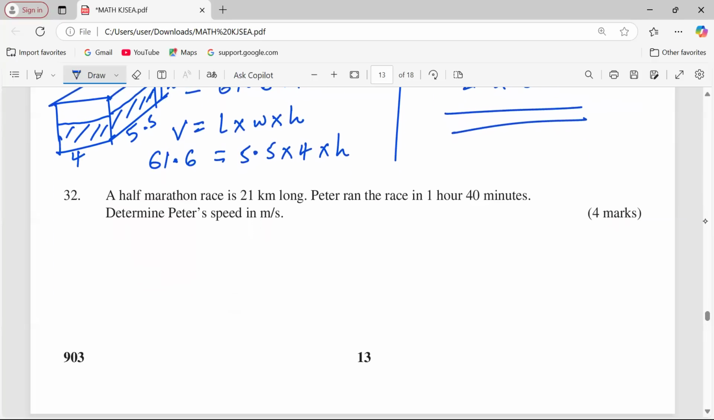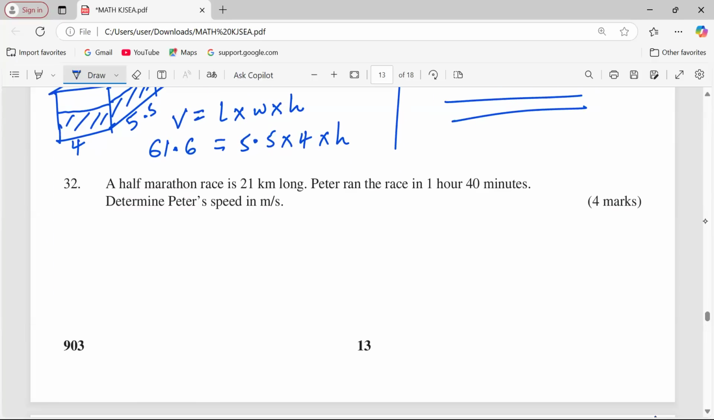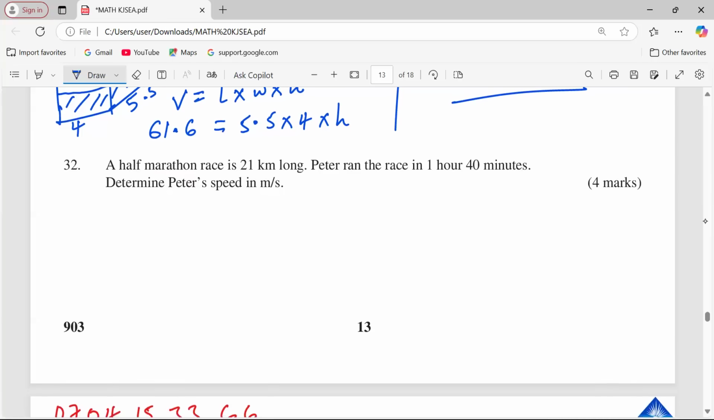Number 32 now. A half marathon is 21 kilometers long. Peter ran the race in 1 hour and 40 minutes. Determine Peter's speed in meters per second. Actually, instead of working out speed in kilometers per hour, then converting it to meters per second, we can directly convert, because the distance is here in kilometers, we make it meters.